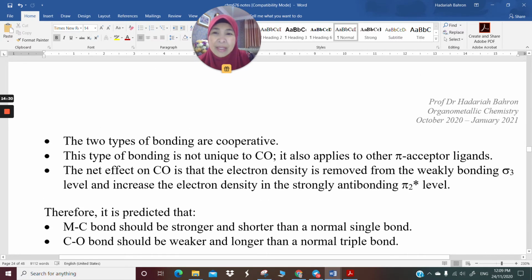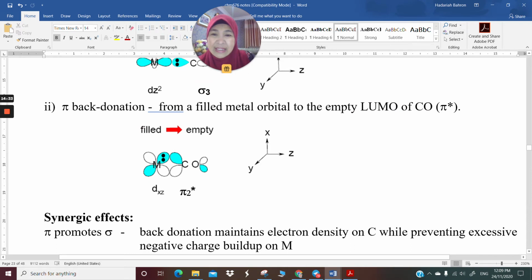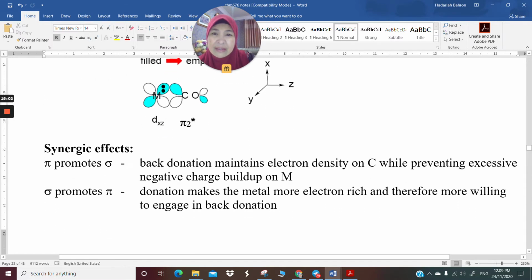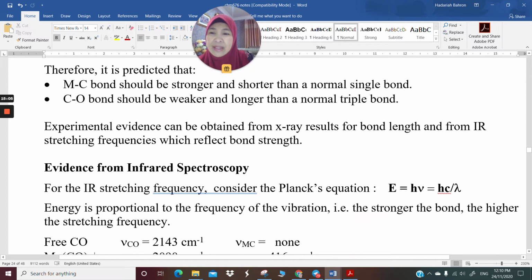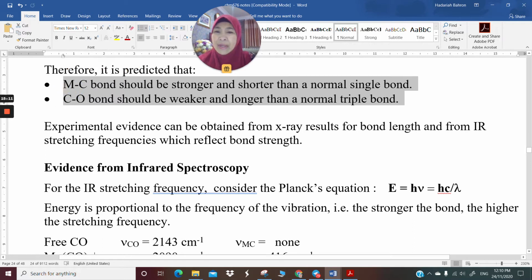Because of the pi back donation, there is a flow of electrons from metal to carbon, so this metal to carbon bond becomes stronger than just a single sigma bond. There is a pi bond on top of the sigma bond, making this MC bond stronger, and there is a lowering of bond order in your CO, making the CO bond weaker and longer. So this is what we will be looking for if we want to find evidence for pi back donation.